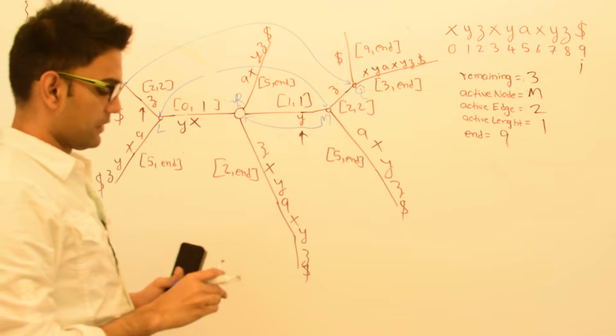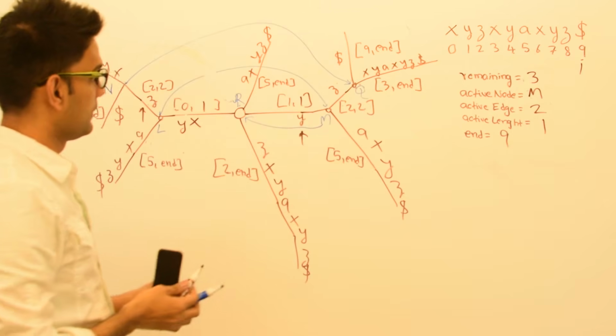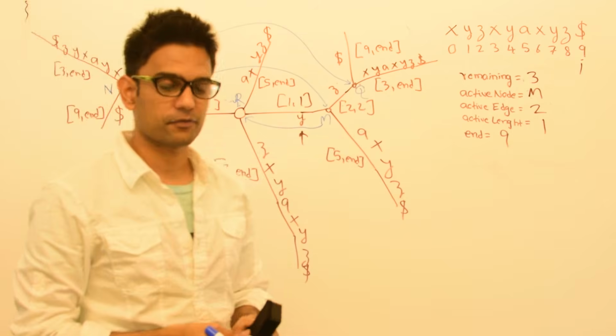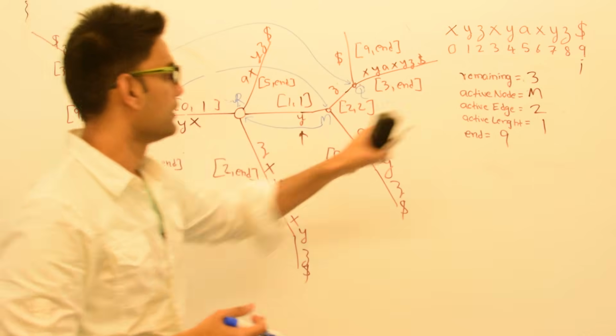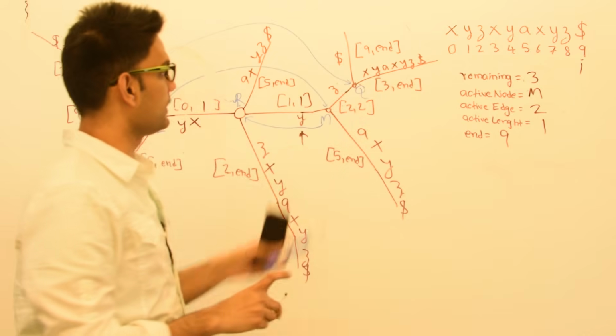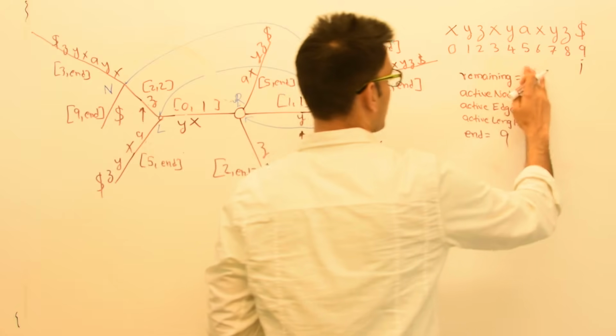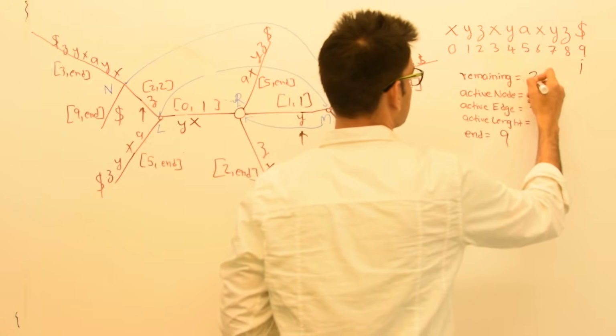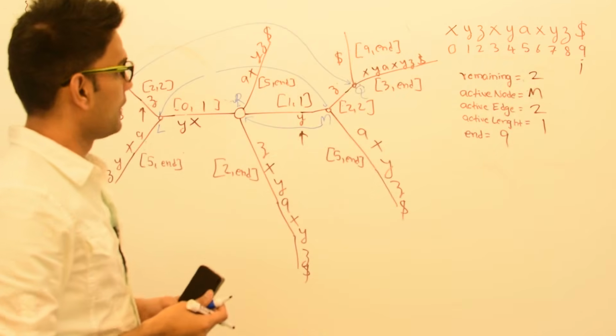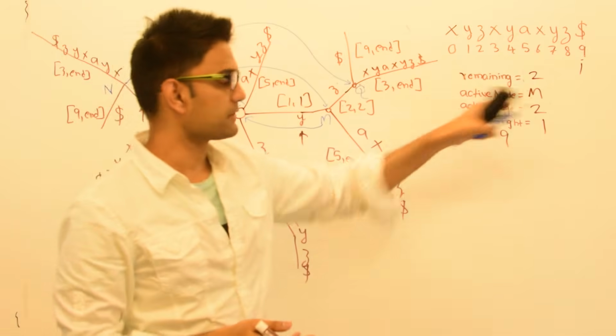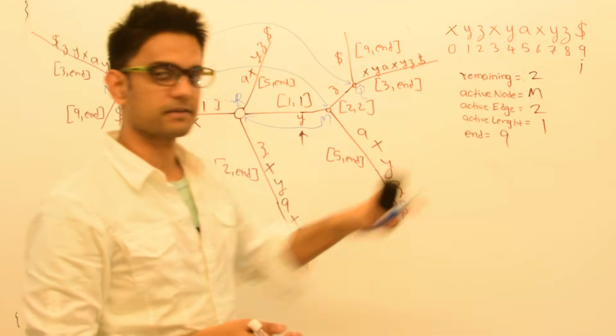Then we follow the suffix link. So the question is next, where do we go from here? Also, since we created our leaf node, remaining becomes 2. Then, since the active node is not root, I again follow the suffix link of M.